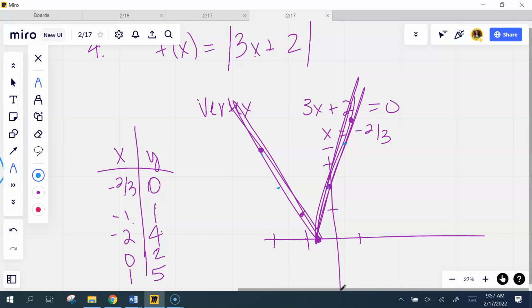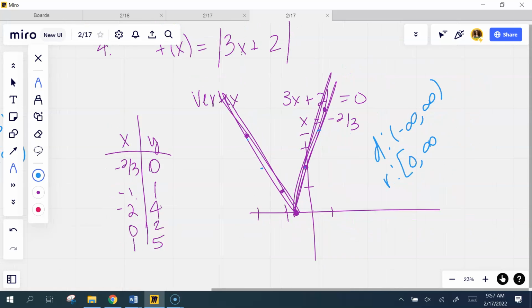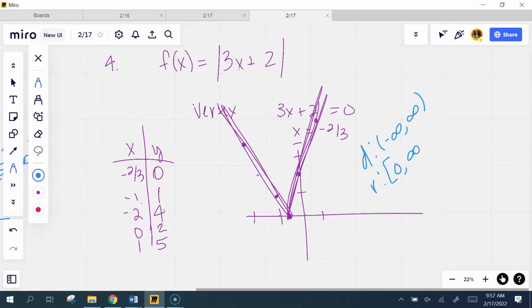How about the domain? Or the range? Is that better? Oh, what?